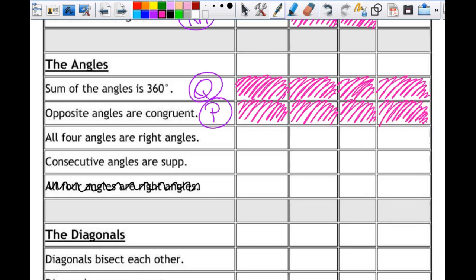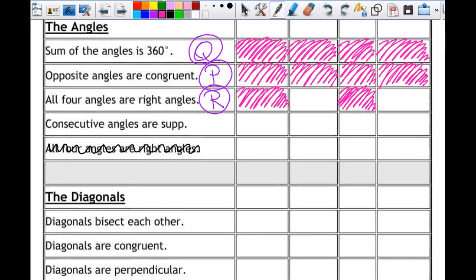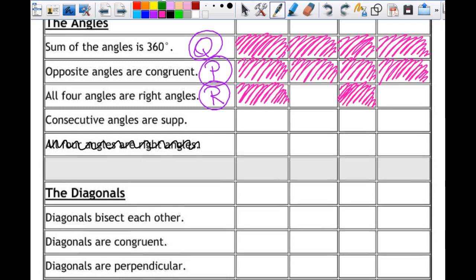And then all four angles are right angles. What does that directly relate to? Rectangle. Okay, so this is a rectangle property, and your first column is rectangle. So if it works for all rectangles, is it going to work for all rhombi? No. All squares? Yes. And then all parallelograms? No. Okay, good. All right, consecutive angles supplementary. What is that a direct property of? Parallelograms. So since it works for all parallelograms, it's true for all of them.